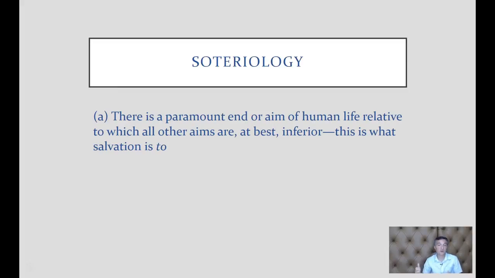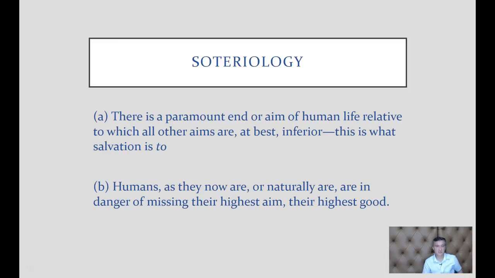There are two parts to a soteriology, and this comes from the philosopher Josiah Royce. First of all, there's the paramount end or aim of human life, the supreme good, relative to which all other goods are, at best, inferior. This is what salvation is too. So it's not necessarily denying the goodness of lesser goods or lesser aims, but it's saying that, look, there is some paramount aim that is the solution to the predicament.